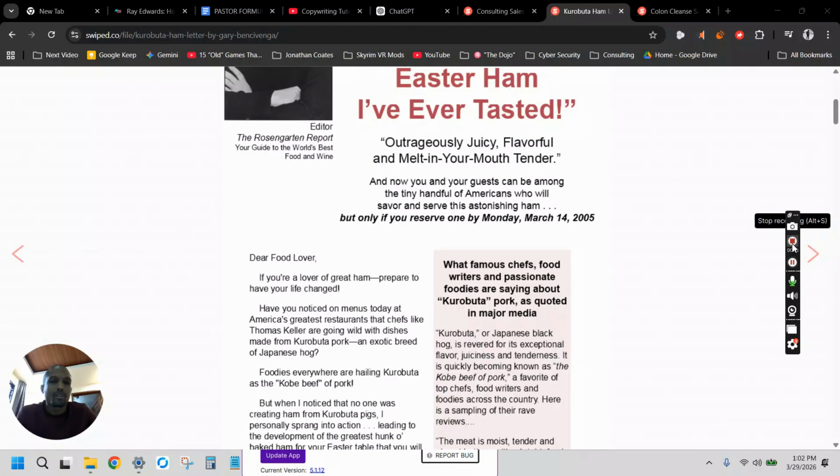Outrageously juicy, flavorful, and melt in your mouth tender. Dear food lover, if you're a lover of great ham, prepare to have your life changed. Have you noticed on menus today at America's greatest restaurants that chefs like Thomas Keller are going wild with dishes made from Kurabuto pork, an exotic breed of Japanese hog? Foodies everywhere are hailing Kurabuto as the Kobe beef for pork. But when I noticed that no one was creating ham from Kurabuto pigs, I personally sprang into action.